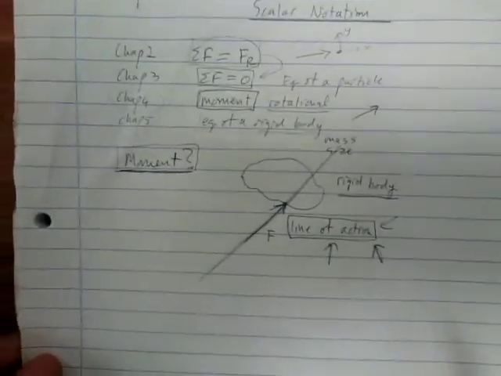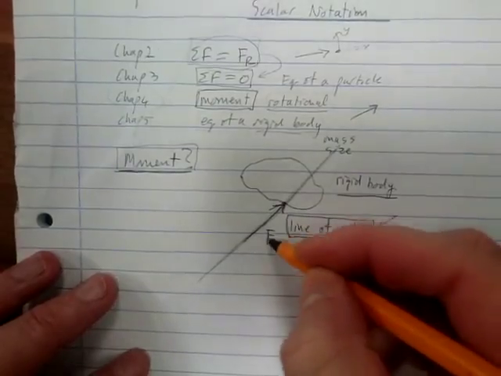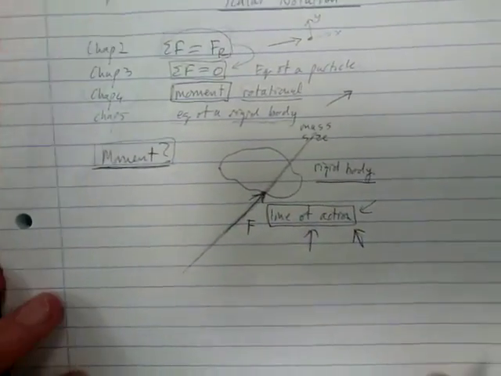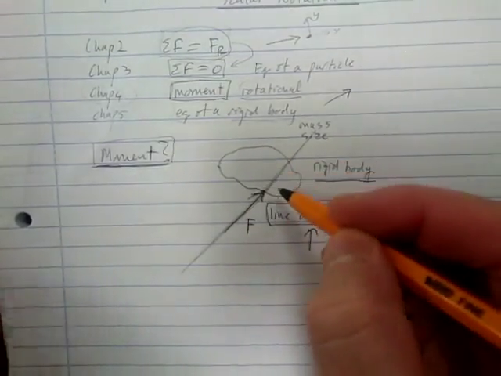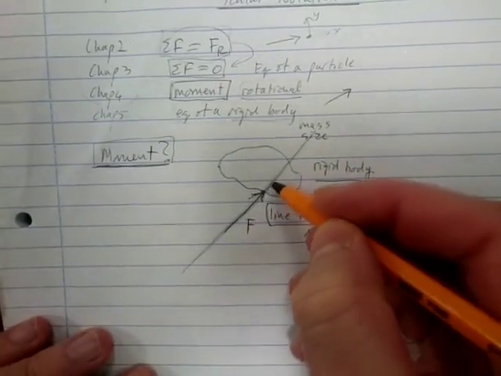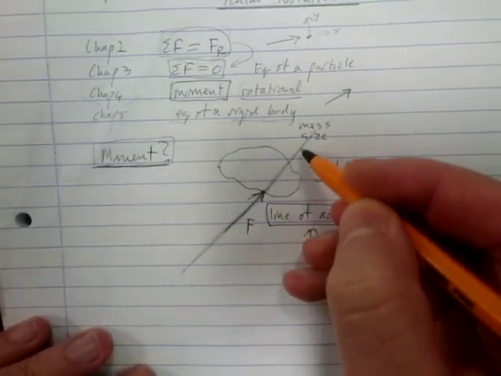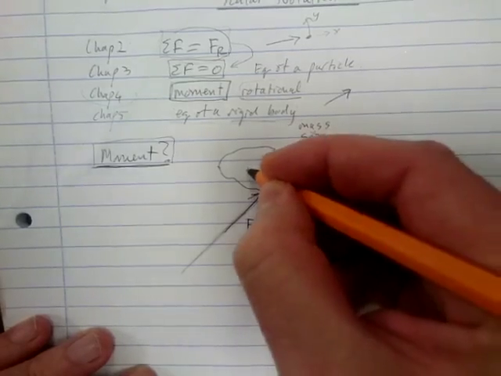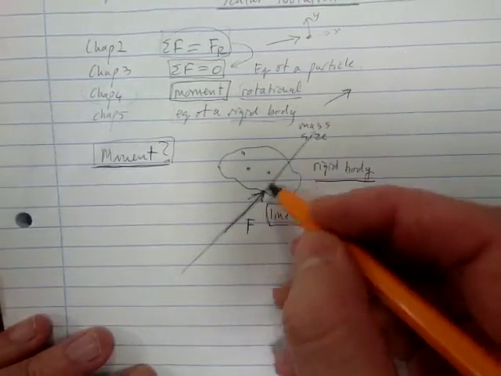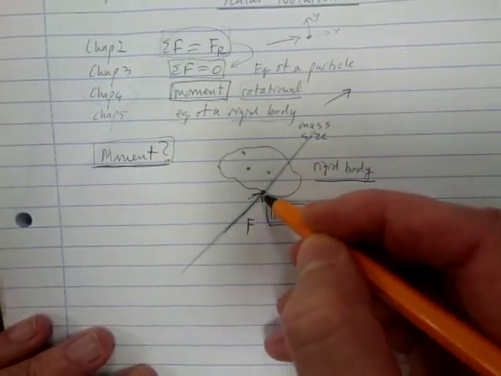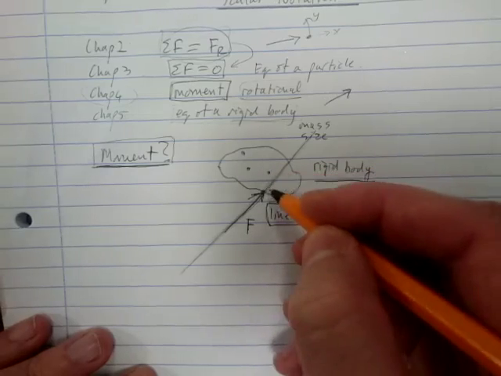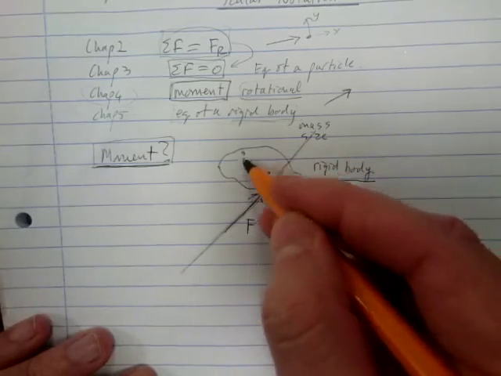Okay? So what is it saying? If I apply a force to a body, then there will be a tendency for this body to rotate about a point that is not on the line of action of the force. So a point there, a point there, a point there. All these points are not on the line of action of the force. So if I apply a force to this body, then there will be a tendency for this body to rotate about any point that is not on the line of action of the force.